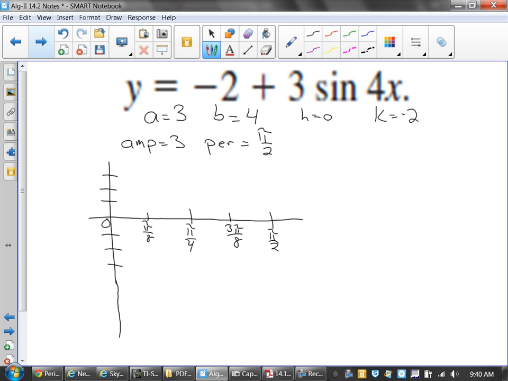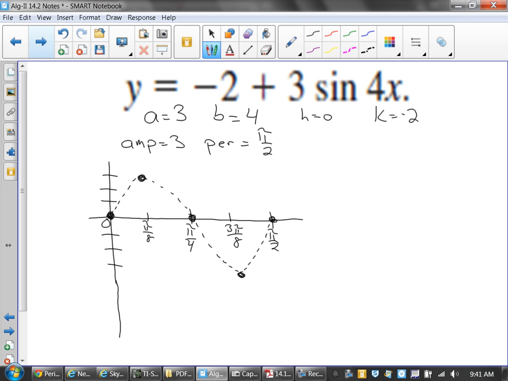Now sine, where does sine start? 0, 0, very good. Then it goes to where? It goes to the a value. The a value here is 3. Then where? 0. Then where? Then where? Okay, so what we have now is that parent function. Everybody okay with that?